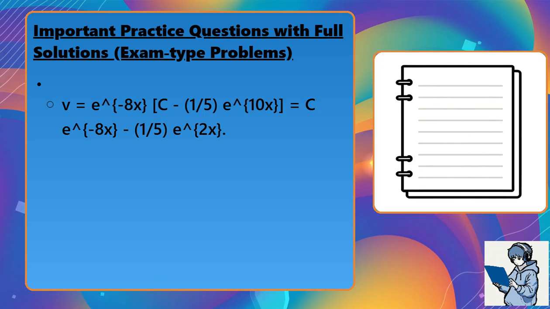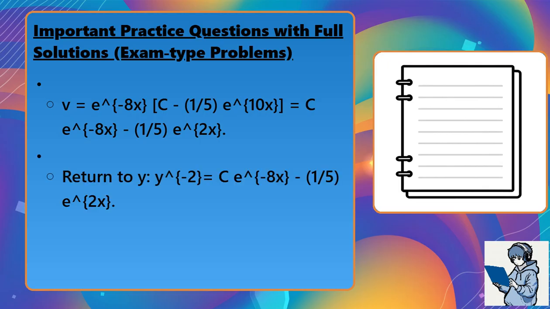Solve for v. v equals e to the minus 8x times [c minus 1/5 e to the 10x], which simplifies to c e to the minus 8x minus 1/5 e to the 2x. Return to y. y to the minus 2 equals c e to the minus 8x minus 1/5 e to the 2x. Hence y of x equals [c e to the minus 8x minus 1/5 e to the 2x] to the minus 1/2.